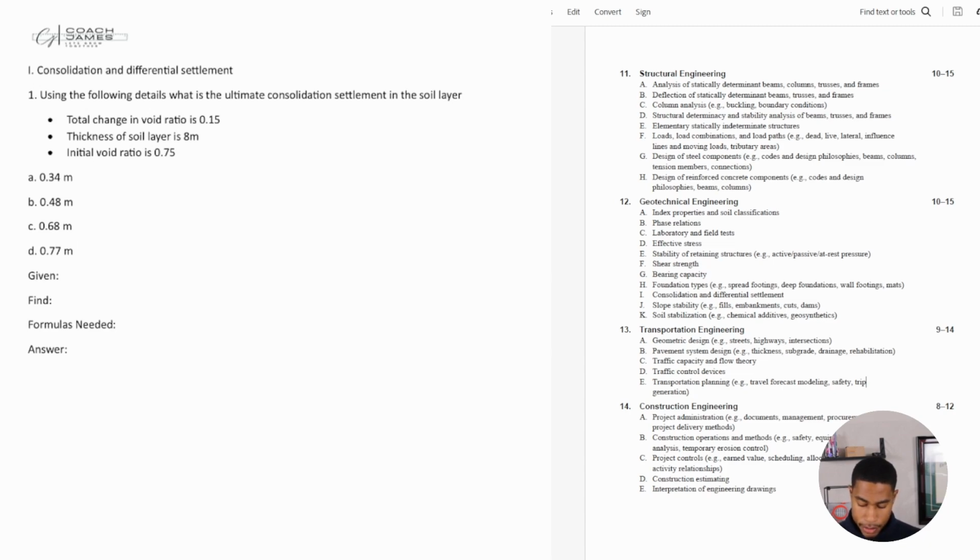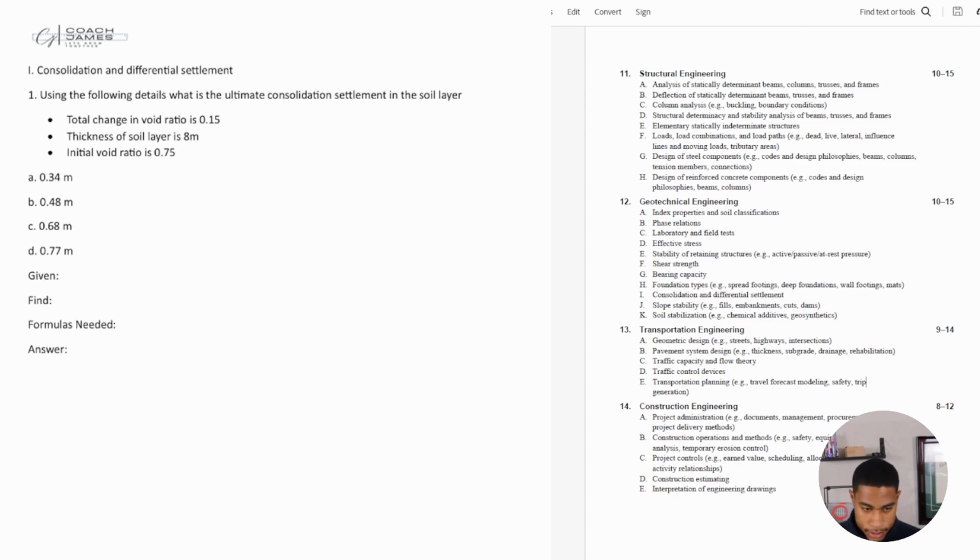All right, so number one says, using the following details, what is the ultimate consolidation settlement in the soil layer? Total change in void ratio is 0.15. Thickness of soil layer is 8 meters. And the initial void ratio is 0.75.